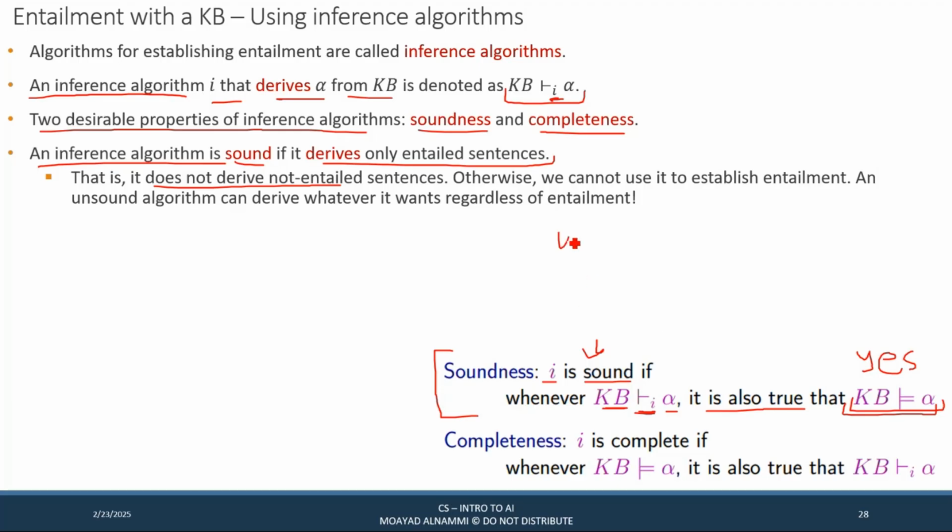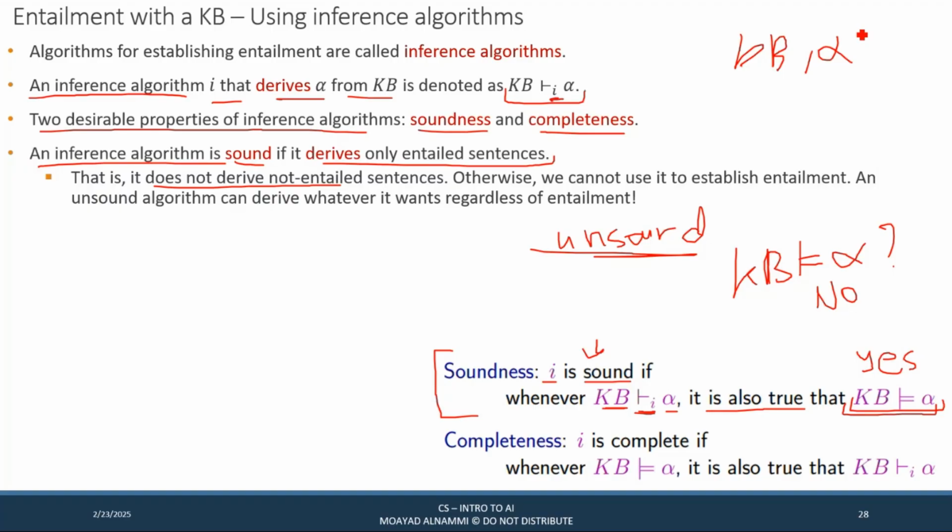So if you have an algorithm that is unsound, what may happen is that, let's say that for a particular alpha and a knowledge base, the answer to KB entails alpha should be no. If your algorithm is unsound, you may give it the KB and you may give it the alpha and it may return yes, even though it shouldn't.